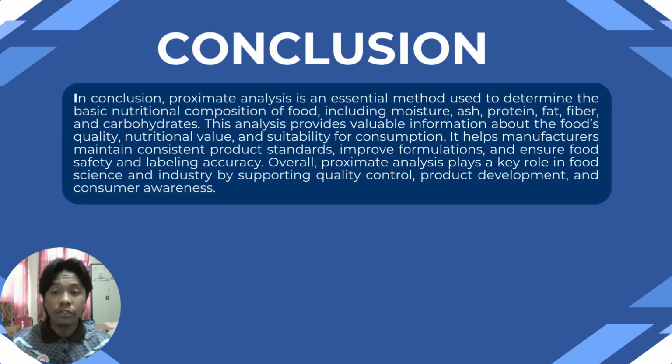So, in conclusion, proximate analysis is an essential method used to determine the basic nutritional composition of food, including moisture, ash, protein, fat, fiber, and carbohydrate. This analysis provides valuable information about the food's quality, nutritional value, and suitability for consumption.